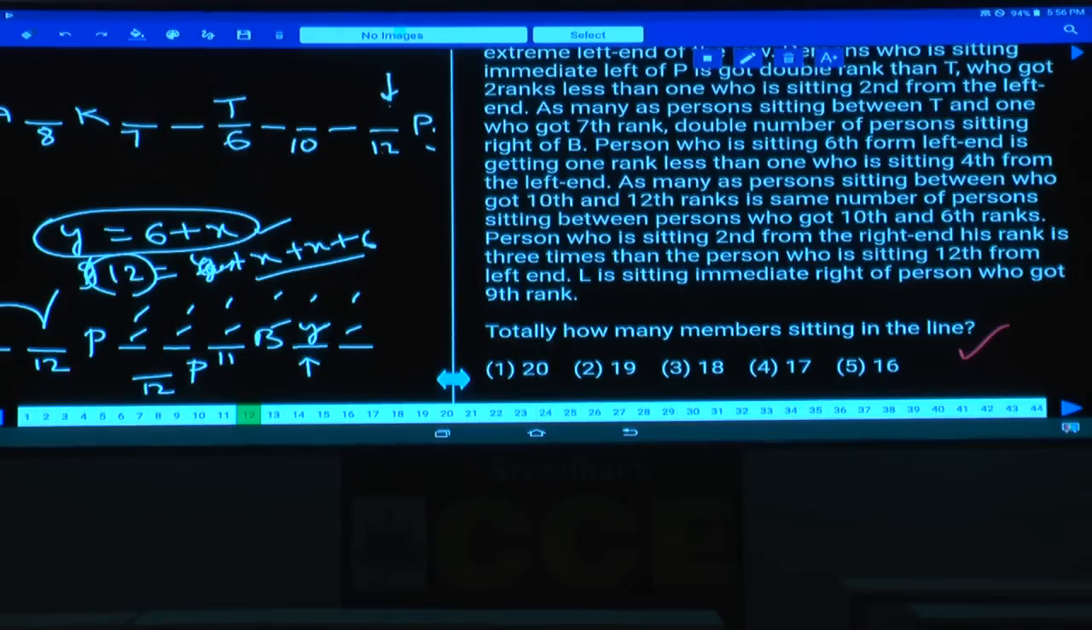Then question number 12. Totally how many members are seated in this line? Yes, in total how many persons? 17 persons. 17, that is given in choice 4. In total we are having 17 persons.